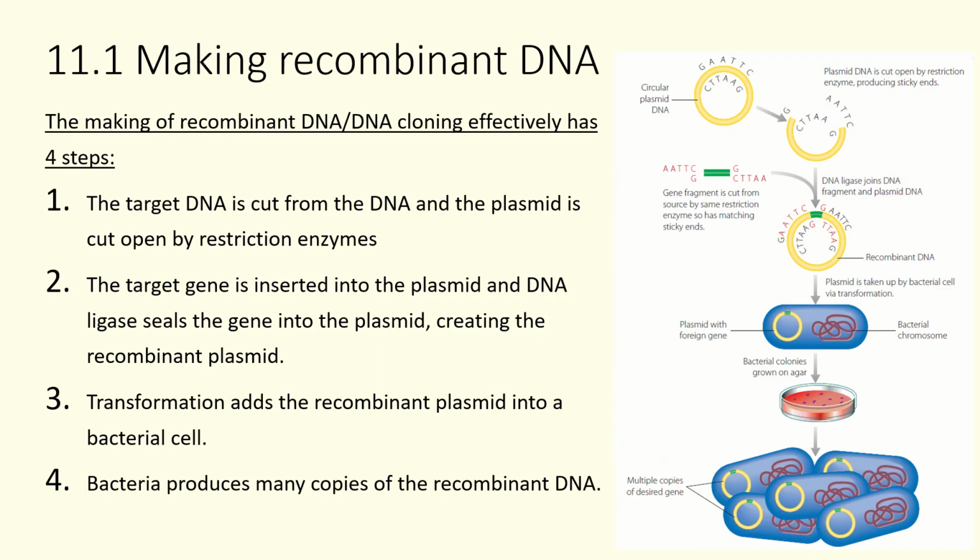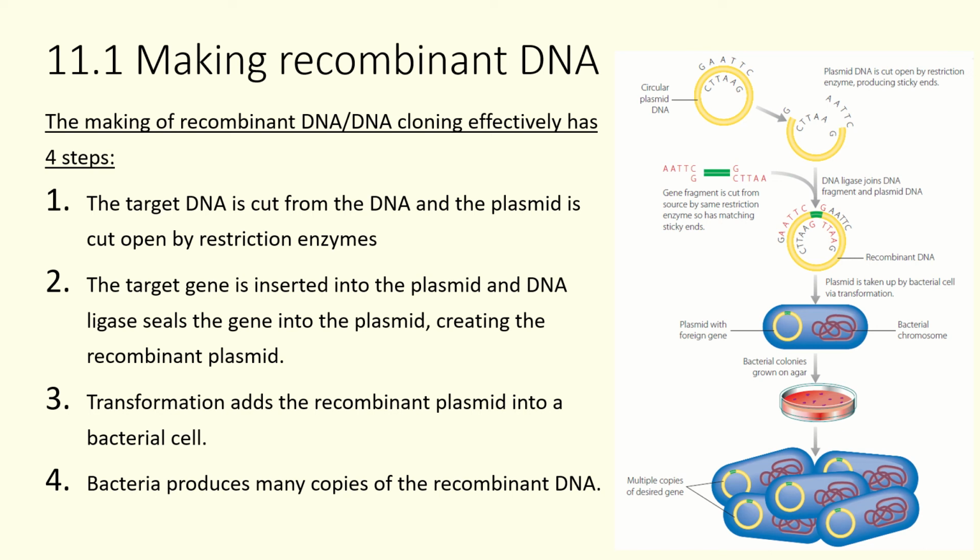We can split this process basically into 4 steps. Number 1 is taking the DNA from wherever we get it from. So the target DNA, or the target gene, say, is cut out from its source DNA, and we open up a plasmid wherever we've gotten the plasmid from. The target gene then gets inserted in. So we've cut open the plasmid, we've put in this gene that we want into the plasmid, and then DNA ligase, which we should remember from DNA replication, seals it all up.